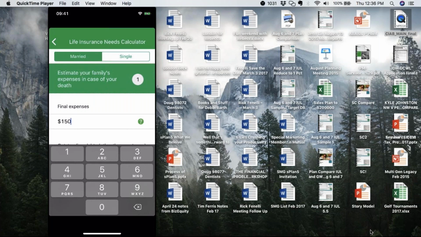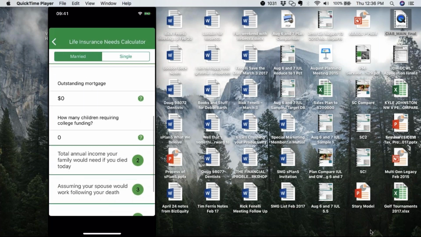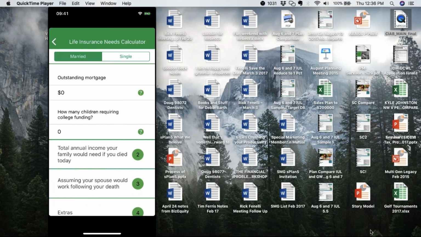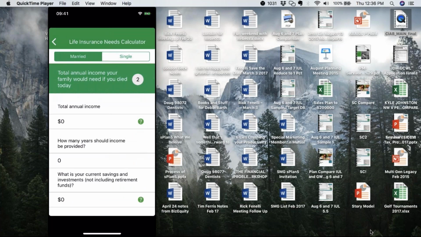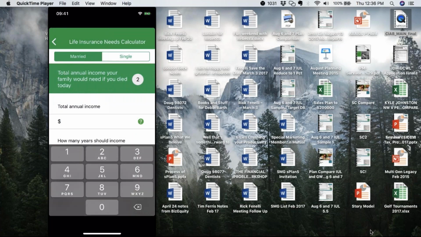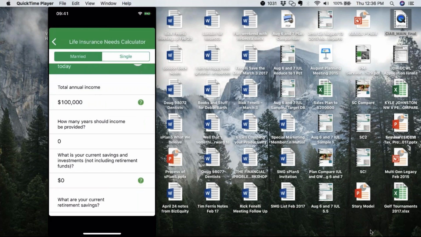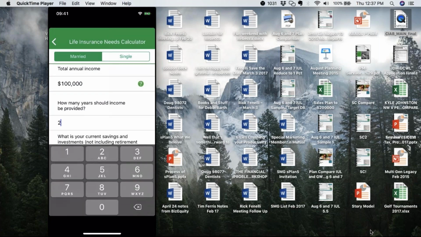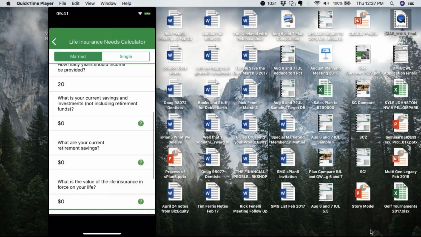Since I don't want to deal with those right now, not that they aren't important, I'm going to get all of those out. We're not going to consider college educations or outstanding mortgage. I want to focus in on this second spot, which is the total annual income needed. And I'm going to calculate for $100,000 for 20 years, just to use a round number and make this presentation easy to follow. So it's $100,000 of income. I want to solve for 20 years.